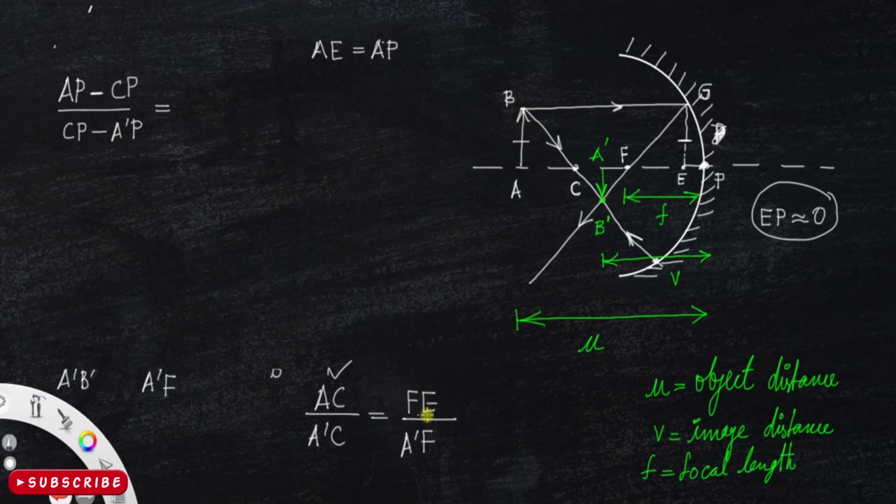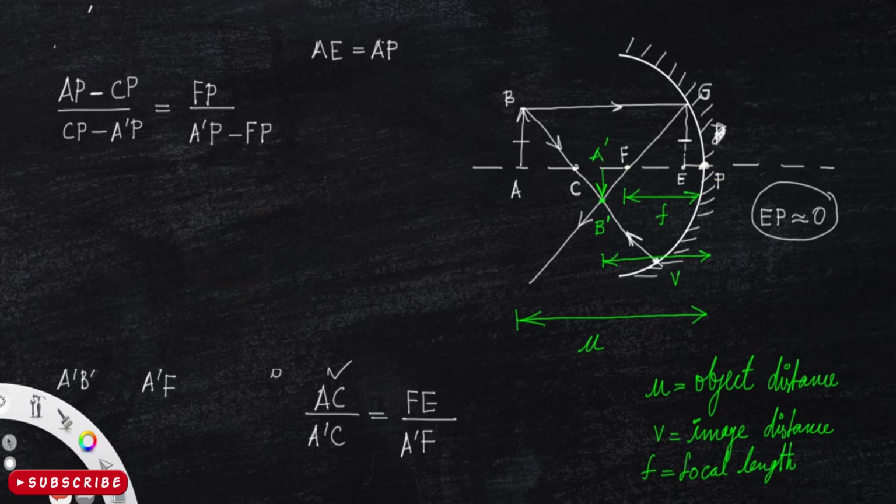Now let's come to this FE. FE is equal to, you don't have to write anything, just put FE, or I can write FP, by A dash F. This A dash F, I can write as A dash P minus FP. Clear? This length A dash F is equal to A dash P minus FP.